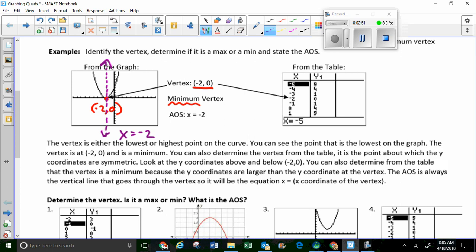What's cool is you can also see the symmetry from a table. If you focus in here on your y values, they seem to be symmetric about one point. What I mean by that is, if you look at this point right here, (-2, 0), and go on either side, it's 1, and then 4, and then 9. So it's symmetric about this point right here, and that tells me that that is my vertex, (-2, 0). So you can see it from the graph, and you can see it from a table.